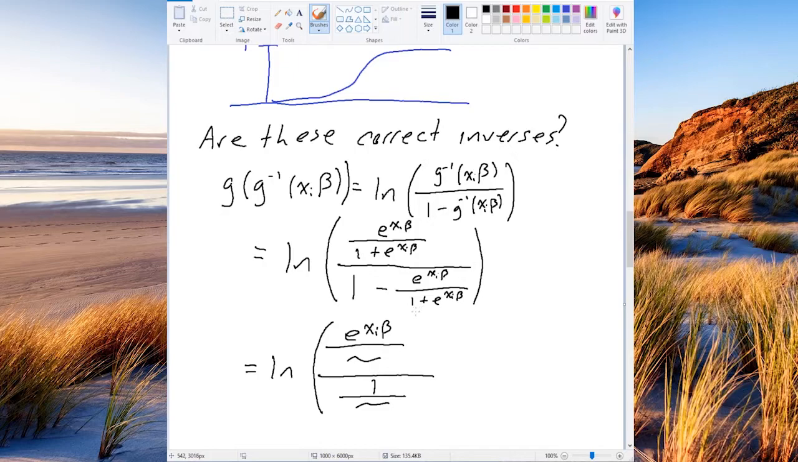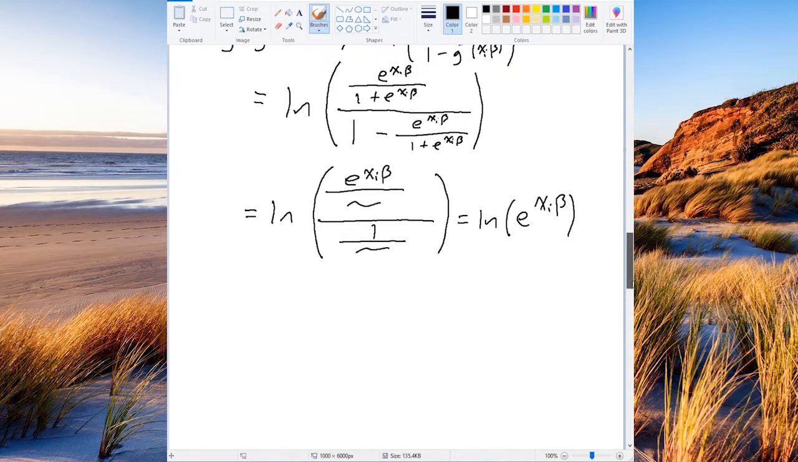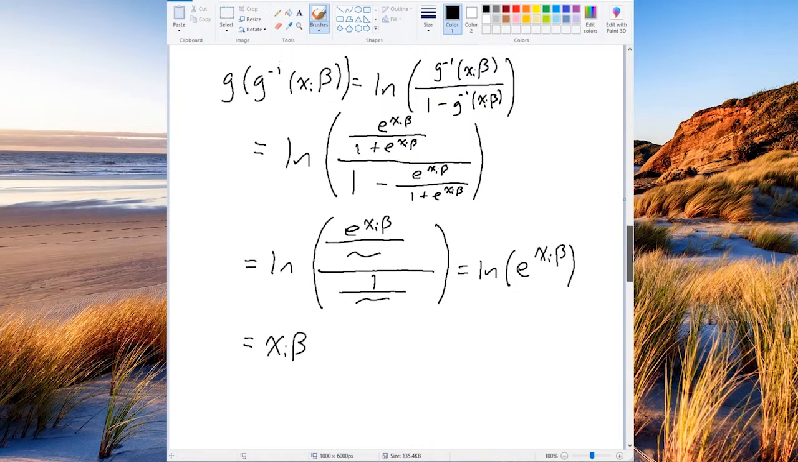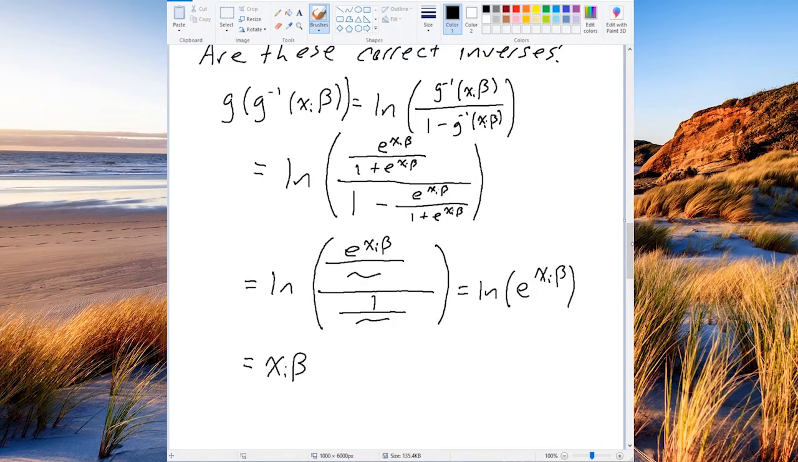Notice those 1 plus e to the xi betas, I have that as the denominator of my fraction both in the numerator and the denominator of this larger fraction, so those guys will cancel out. And now I've got e to the xi beta over 1, so this is just ln of e to the xi beta. Well, natural log and e will also cancel out, and now I've got xi beta. So what do I find here? I find that g of g inverse of xi beta gets me back xi beta. That's what I want. That gives me that these are the correct inverses.